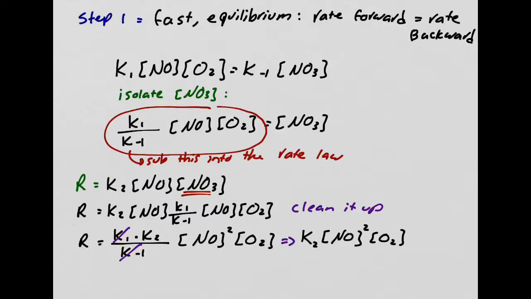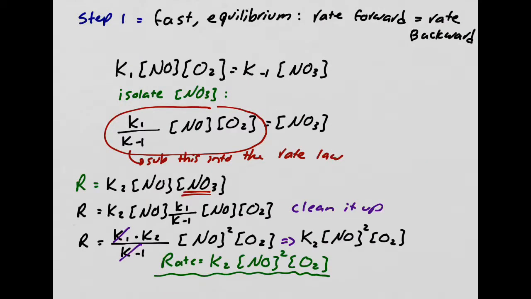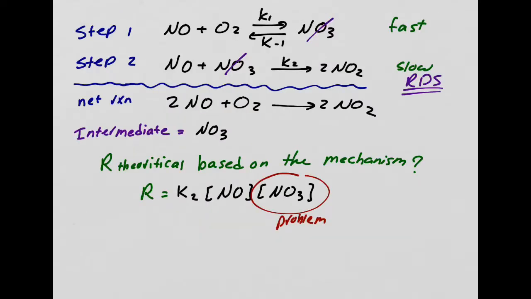Okay. So now what does that mean? That means my rate is going to equal K2 times NO to the power of 2 times O2 to the power of 1. This is my rate law. So far so good? And this is good because we have NO and we have O2 in the main reaction, right? That means NO is going to be second order and O2 is going to be first order.